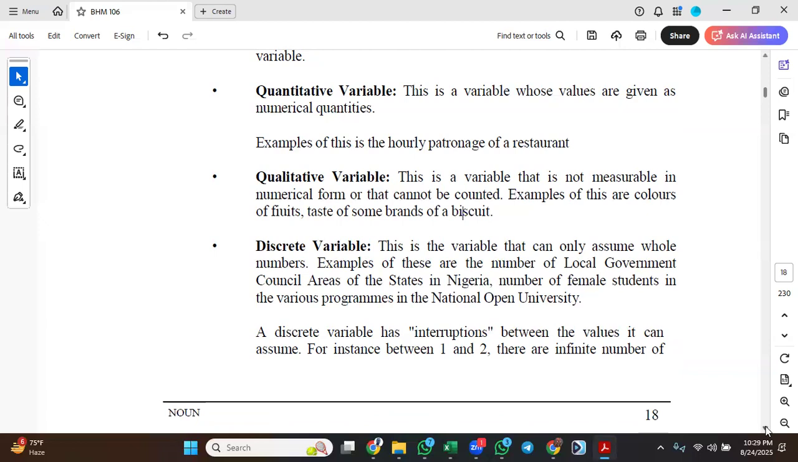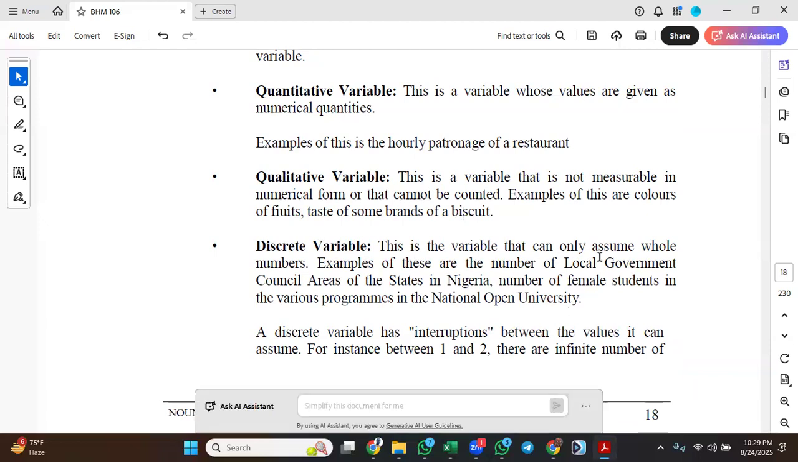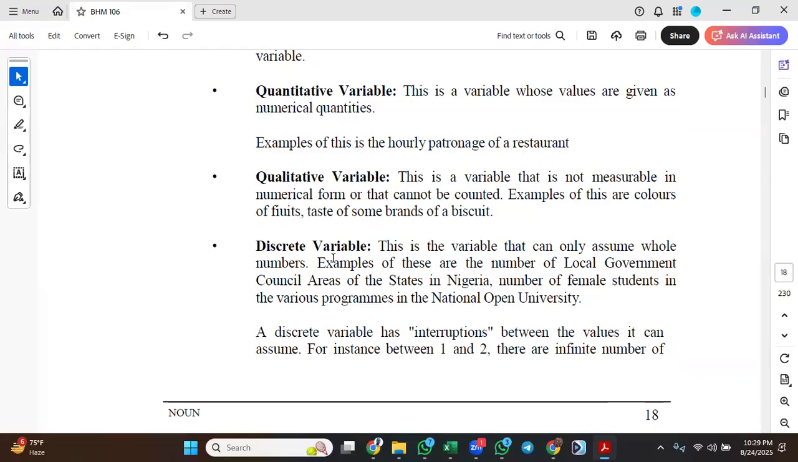Now let's see what discrete variable means. This is the variable that can only assume whole numbers. Let's see the difference between quantitative variable and discrete variable. A quantitative variable can be a whole number or decimal number or any kind of number. Once it's just a number, it falls under quantitative. But a discrete variable only takes whole numbers, like 2, 3, 1000, 2 million, 1 billion.